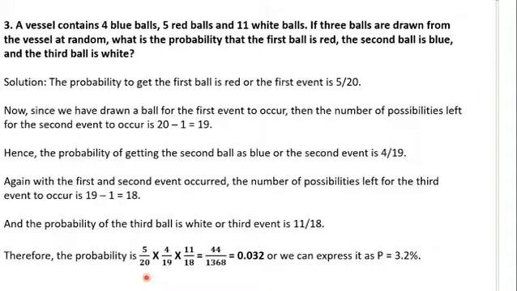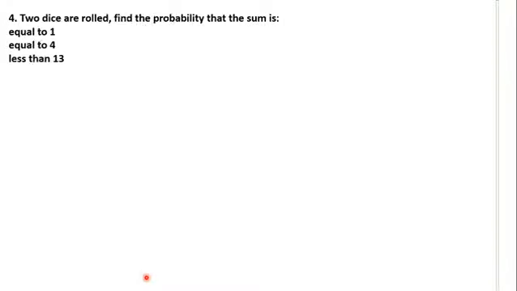Okay, so let's look at the fourth question, which will be the last question in this particular class, and then I'll give you an exercise to do. Two dice are rolled at the same time, I assume. Find the probability that the sum is equal to 1. That's the first question. Second question, the sum is equal to 4, and the third question, the sum is less than 13.